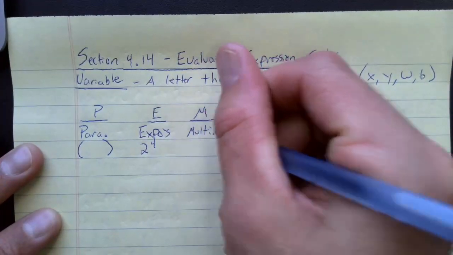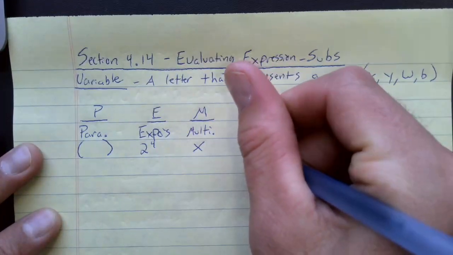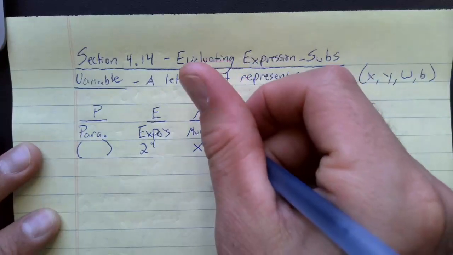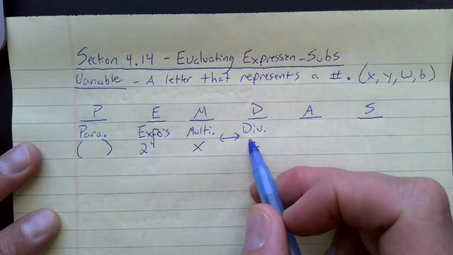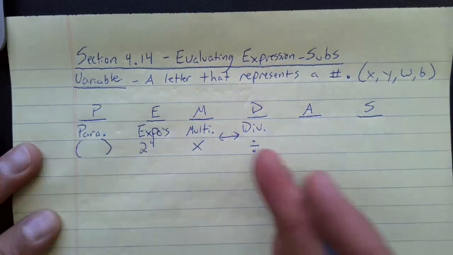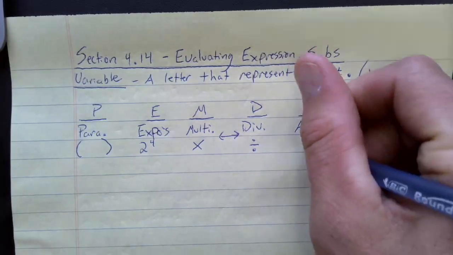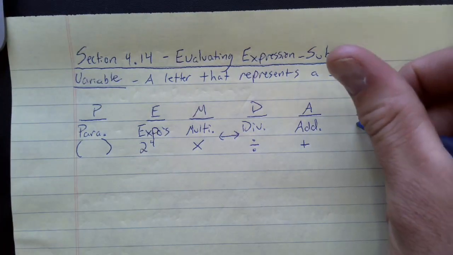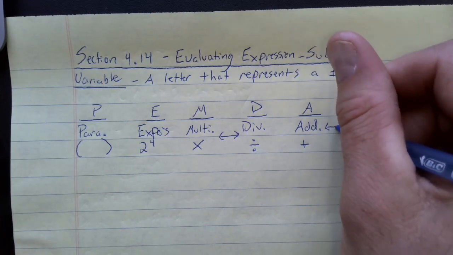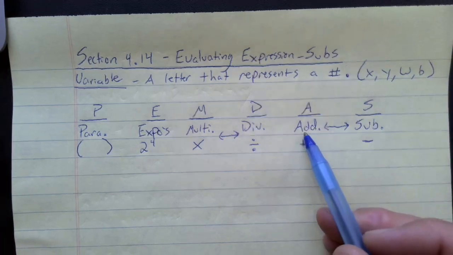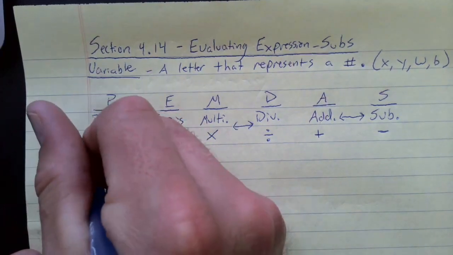Multiplication. D is for division. And remember, we always look from left to right, whichever comes first, multiplication or division, from left to right, just like you read a book. A is for addition, and S is for subtraction. Same thing from left to right, whichever one comes first, whether it's addition or subtraction, that's what you do first.